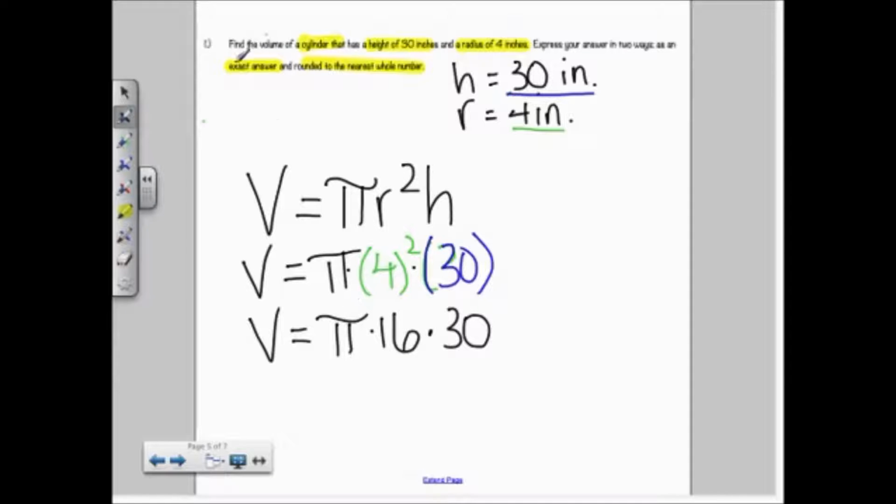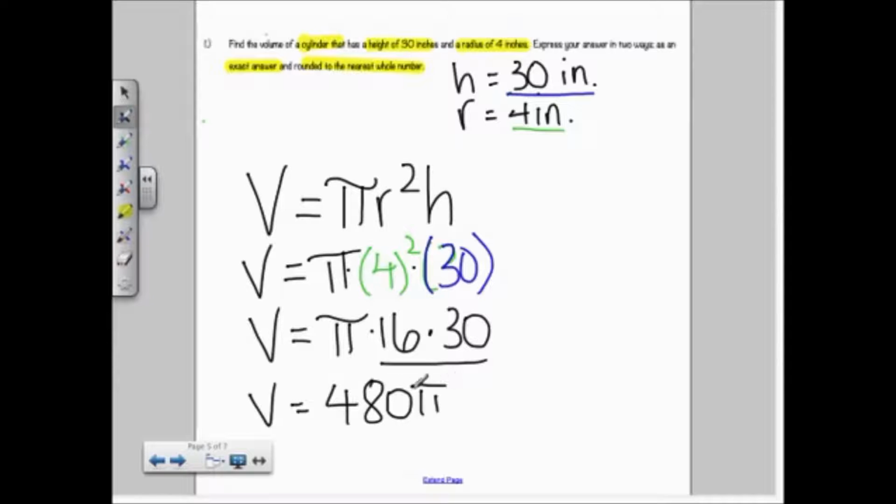So as an exact answer, I don't want to multiply by pi and figure out what it is with a decimal. I'm just going to multiply 16 by 30. So go ahead and multiply 16 by 30, see what you get. You should end up getting 480. So this means that my answer as an exact answer would be 480 pi.